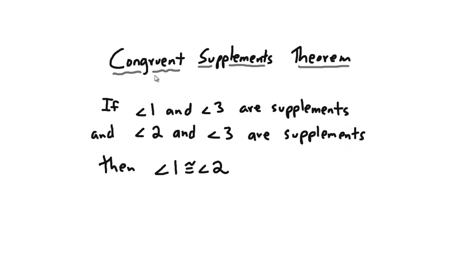Alright, let's take a look at the congruent supplements theorem, which the vertical angles theorem was derived from. If angles 1 and 3 are supplements, and angles 2 and 3 are also supplements, and that indicates that both angles 1 and 2 are supplements of the same angle 3, then you can conclude that angle 1 is congruent to angle 2.